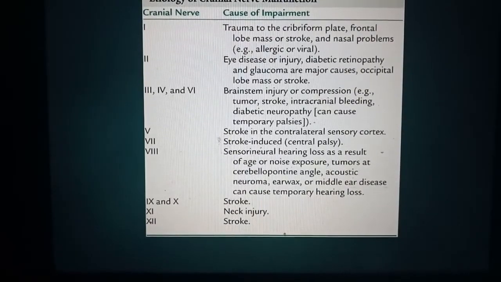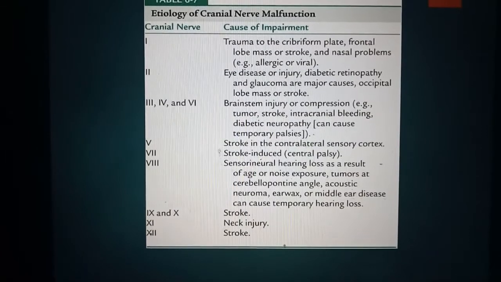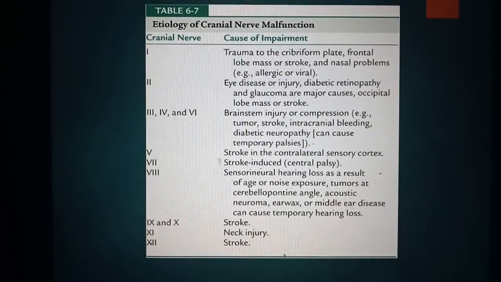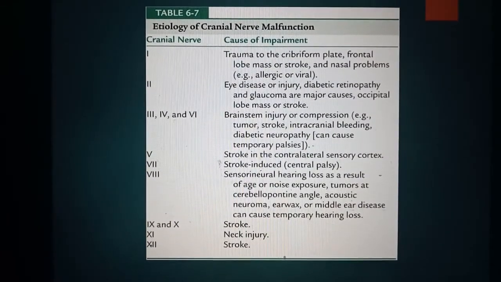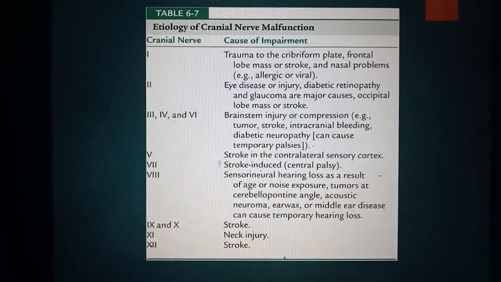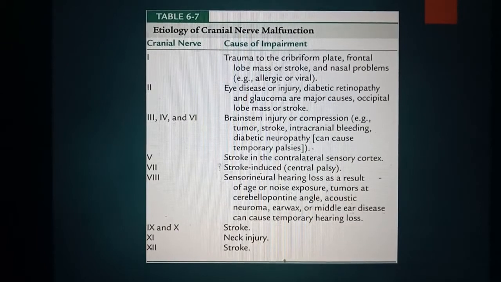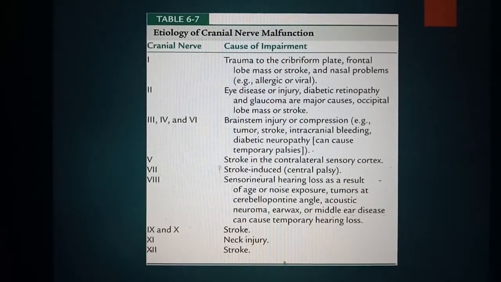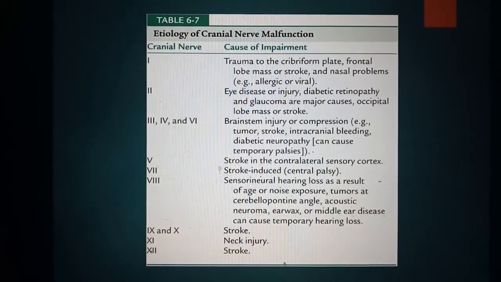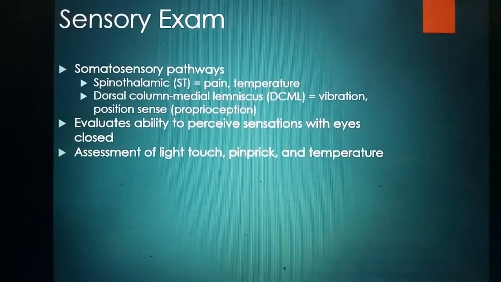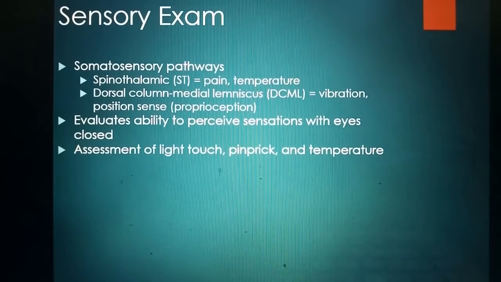I'm sorry if the camera has moved a little bit. Anyway, these notes will be sent to you so you can correlate the words with the slides. When there is damage to the cranial nerves, which part gets damaged and the resultant damage is listed here. Okay, coming back to the sensory examination.